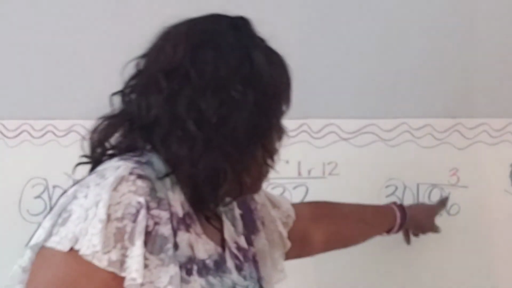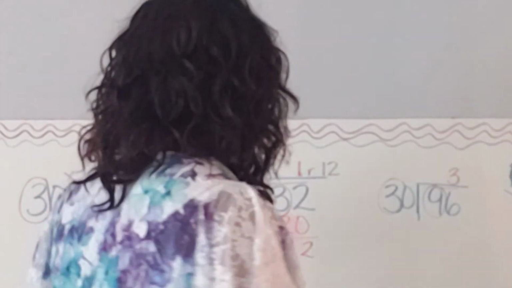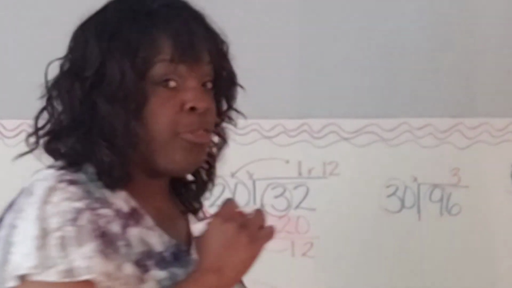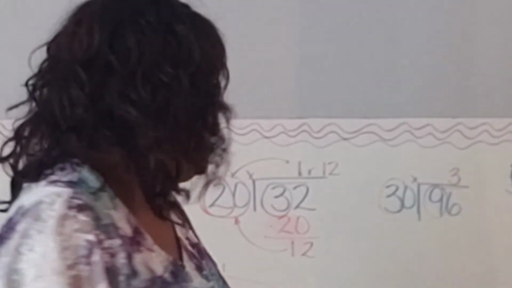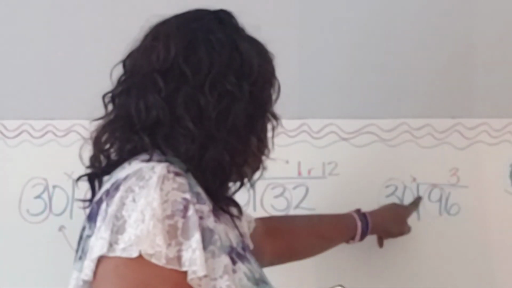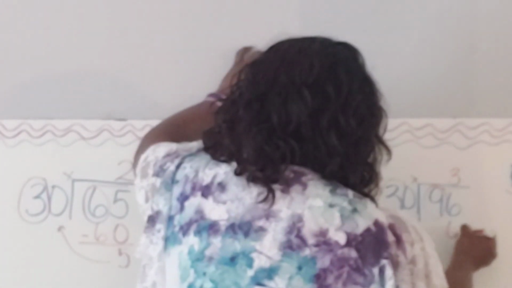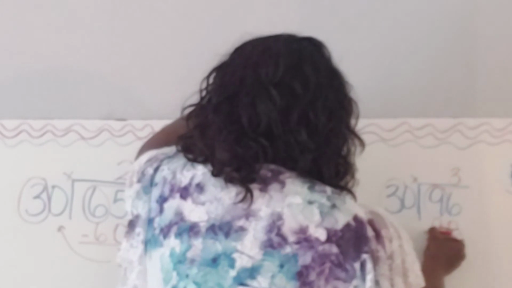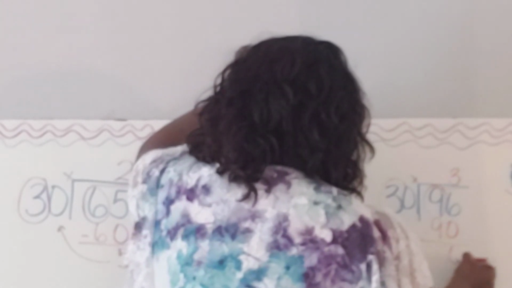Put it over the end of that line, okay? Now we simply multiply. 3 times what? Not 3 times 3. 3 times 30, okay? So 3 times 0, 0 goes in the ones place, and 3 times 3 is 9. And then I subtract: 96 minus 90 is 6.